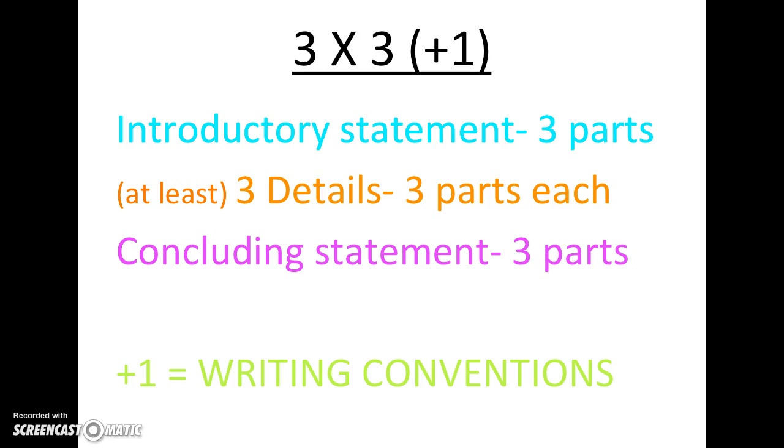All right, so we're starting off with how to write a paragraph for the 8th grade level and above. We go with a 3x3 plus 1 as something to help you remember. There are 3 parts, and each part has 3 parts in itself. And then our plus 1 is our writing conventions, which is spelling, grammar, that kind of thing. It doesn't really fit in, but it is just overall everything that you write should have good writing conventions. So you see that there is the introductory statement, the 3 details, and the concluding statement.